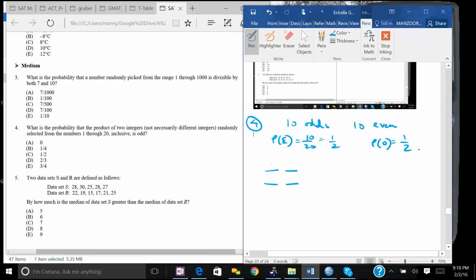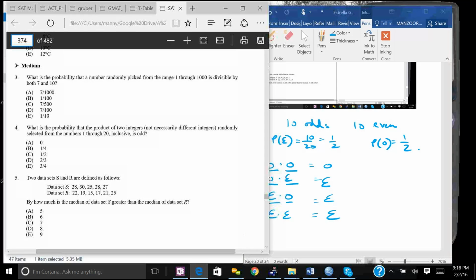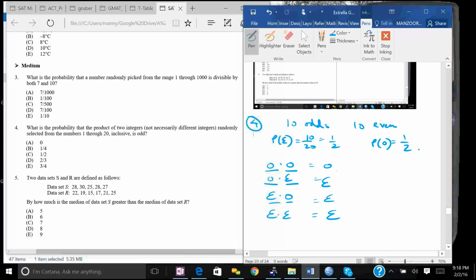So first, you could pick odd and odd. If you get odd and odd, the product is odd. You get odd and even, multiply that, that's even. You have even and odd, you multiply that, you have even. You have even and even, you multiply that, you have even. So these are all the possibilities, everything that's possible. There's no other possibility. These are the only 4 different ways.